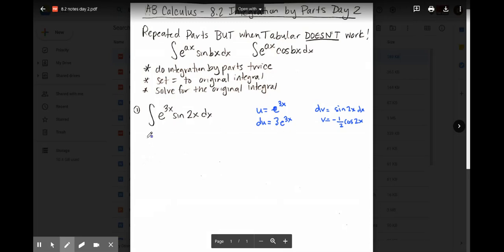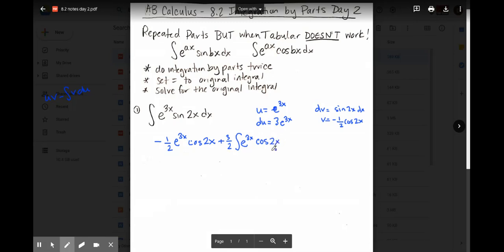All right, so the formula is uv minus the integral of v du. So u times v, I would move any constants out in front. So it's going to be negative 1/2 e to the 3x cosine 2x. That's u times v. Minus the integral of v times du. Pull that constant out. So you get a negative 1/2 and a 3 comes out, becomes positive 3/2. So that's e to the 3x cosine 2x dx.